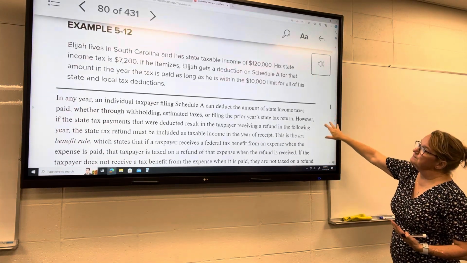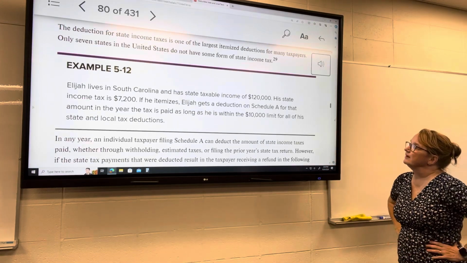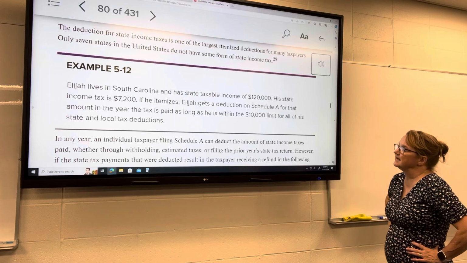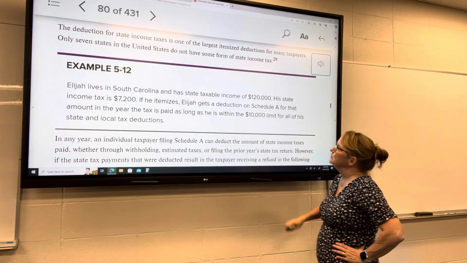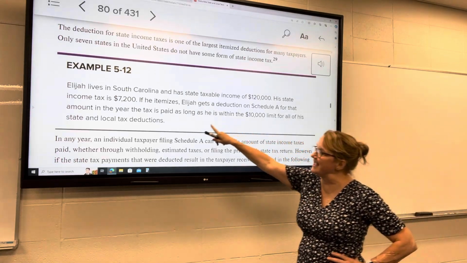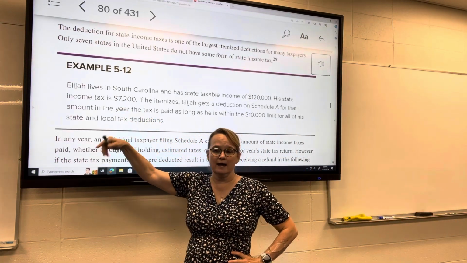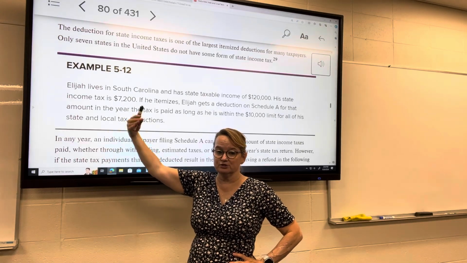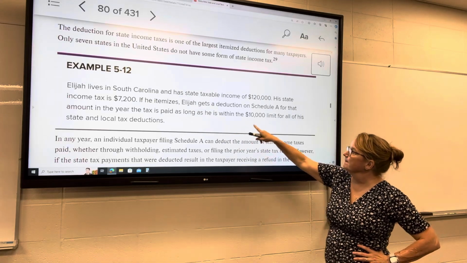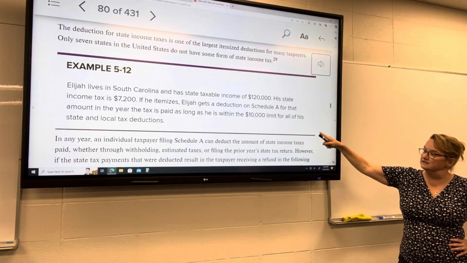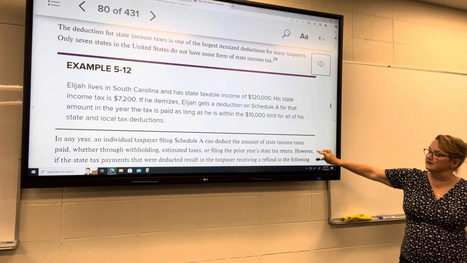So for example, Elijah in South Carolina, state taxable income $120,000. His state income tax is $7,200. He would get a deduction as long as that's what he paid. Again, this is based on how much you paid in, not how much you actually owed, but how much cash went out. He gets a deduction on Schedule A, as long as everything within that category is within the $10,000 limit.